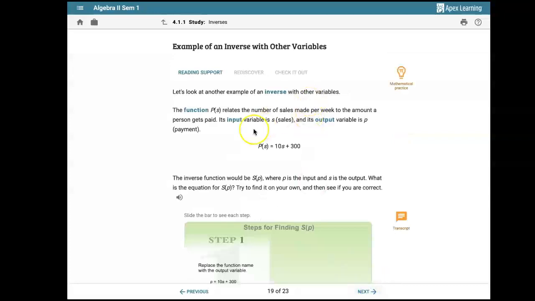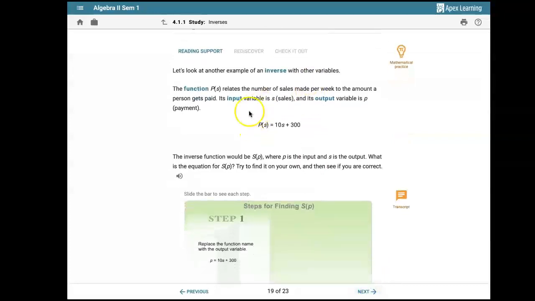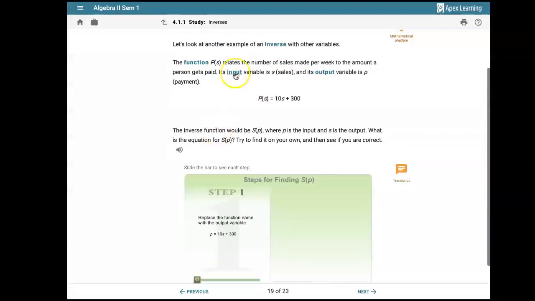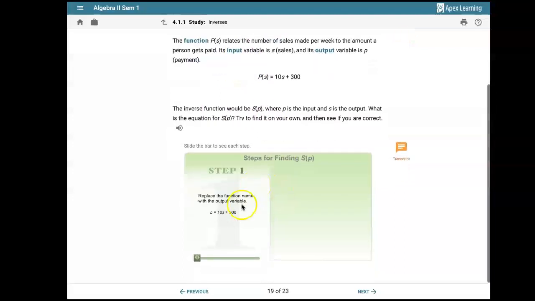Okay, so looking at another example of inverses here, you can relate the sales made to the amount a person gets paid. So the input variable is the sales and the output is the payment, okay? So if you're trying to figure out the inverse for this, you would replace the function name with the output variable. So instead of P of S, we are now looking for P for payment. So payment is equal to 10 times S plus 300. Okay, so now instead of solving for P, we're going to try to solve for S.